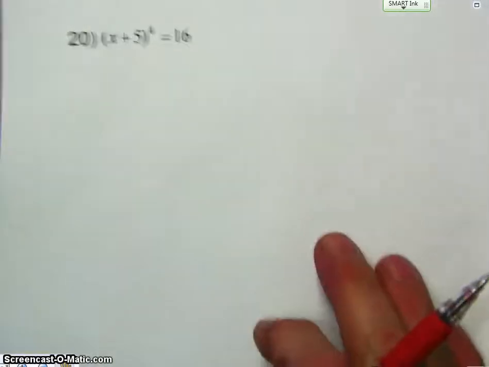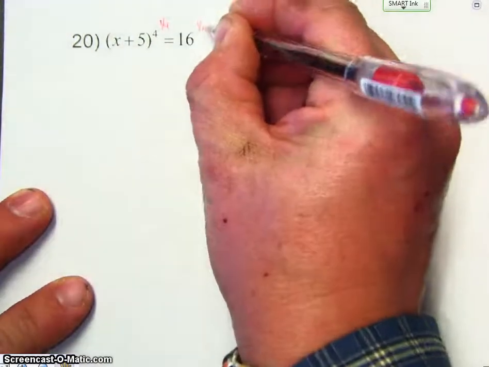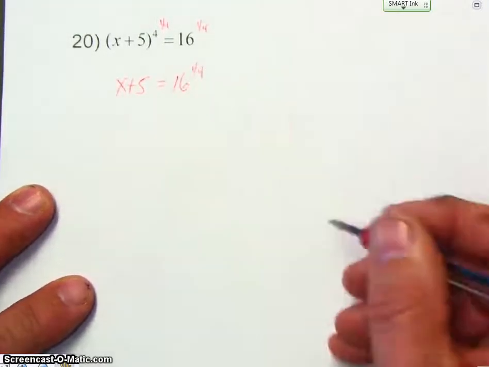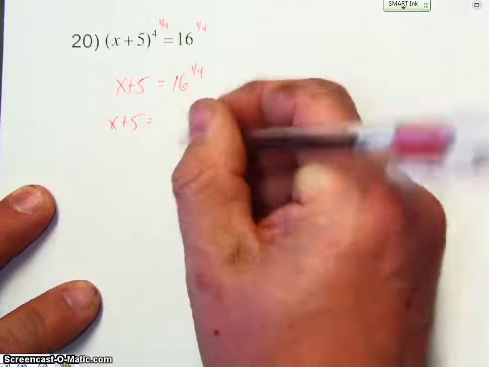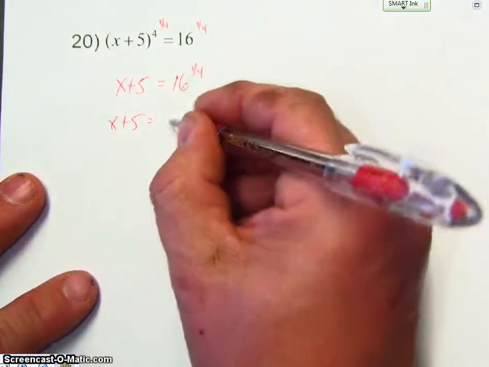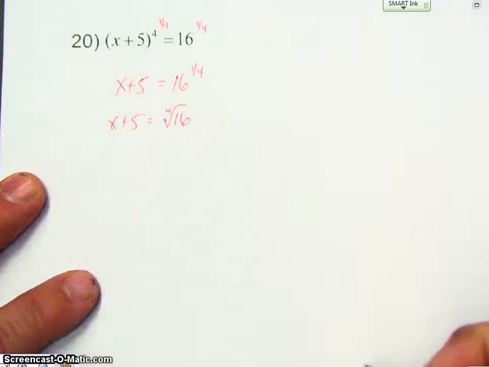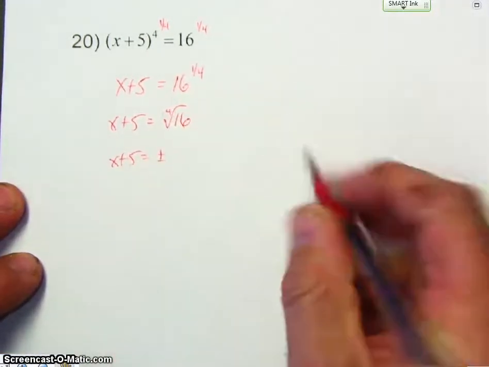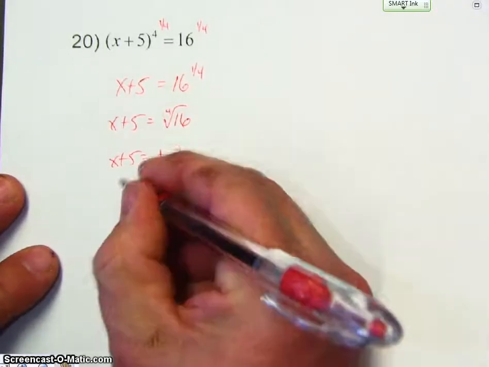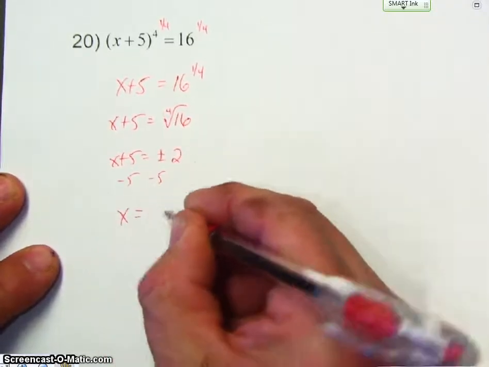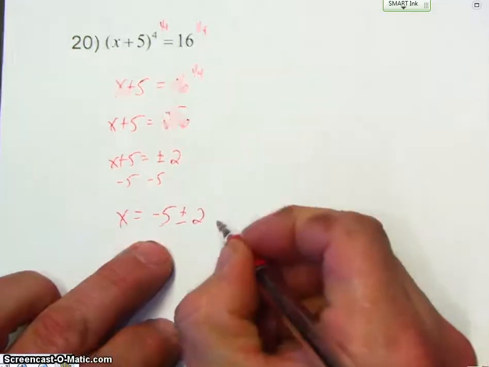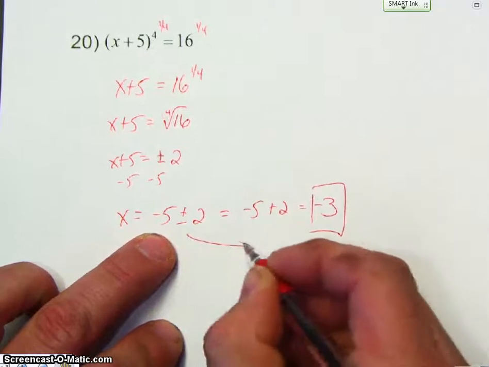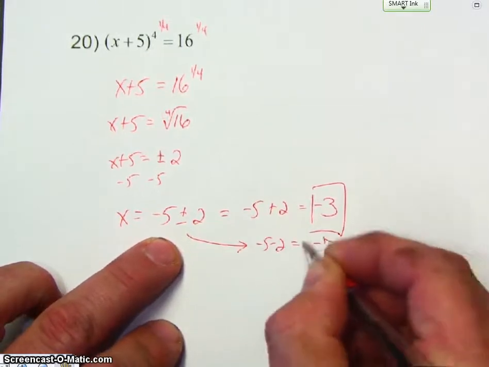Okay, and number 20: take the 1/4 power of both sides, so you get x plus 5 equals 16 to the 1/4 power. That's the same thing as the 4th root of 16. The power is even, so I have a plus and minus, and the 4th root of 16 is 2. Now subtract 5 from both sides, so I get negative 5 plus or minus 2. Negative 5 plus 2 is negative 3, and the other one, negative 5 minus 2, is negative 7.